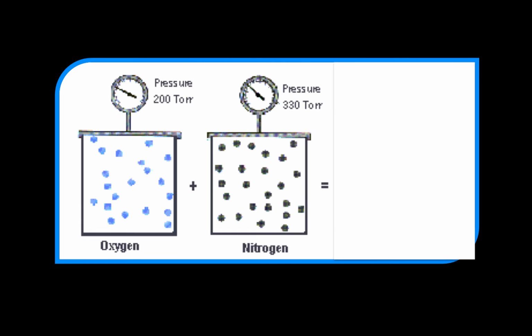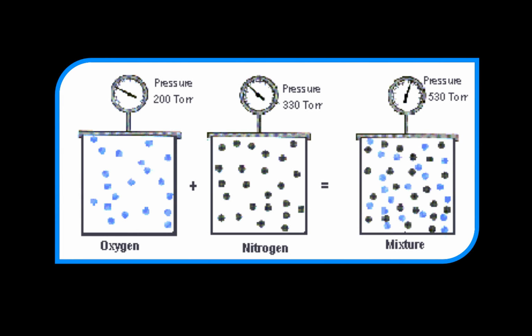Let's see if you can determine what the total pressure will be when we combine oxygen exerting a pressure of 200 torr with nitrogen exerting a pressure of 330 torr. Combining them in an equal size container at the same temperature, what will be the total pressure? 200 plus 330. That's right. The total pressure will be 530 torr. In this mixture, oxygen is exerting a partial pressure of 200 torr, nitrogen is exerting a partial pressure of 330 torr, for a total pressure of 530 torr.